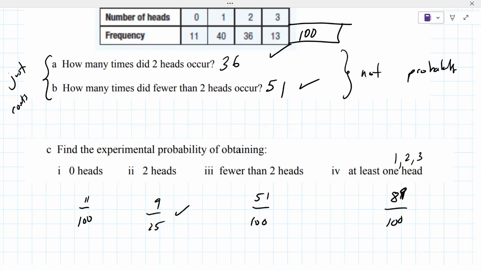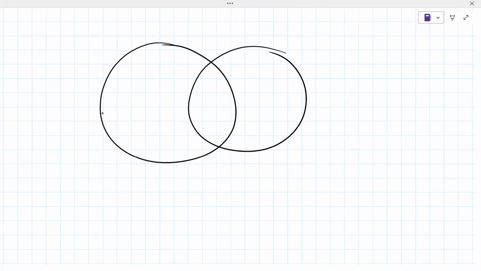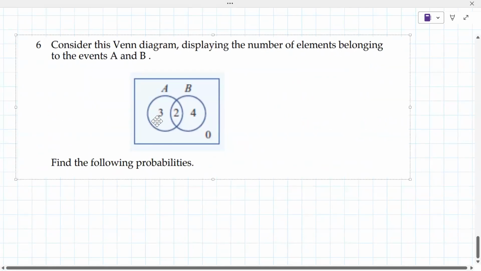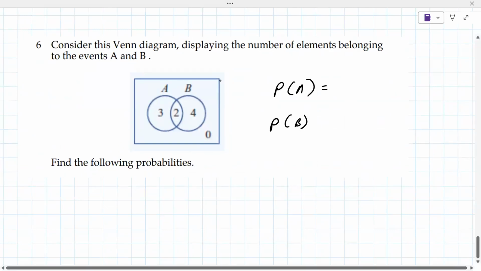Looking for some more questions. Did you guys talk about Venn diagrams? Yeah. You did. Oh, fantastic. Let me put up a question based on a Venn diagram here. We'll just do this slowly. So here's a Venn diagram with these numbers. Could you give me the probability of A and then the probability of B based on what you see here?